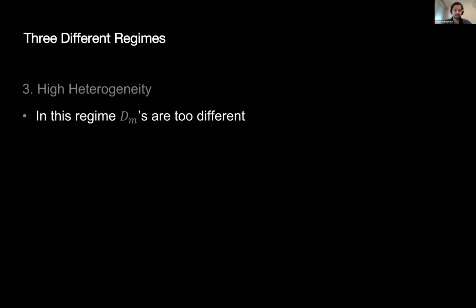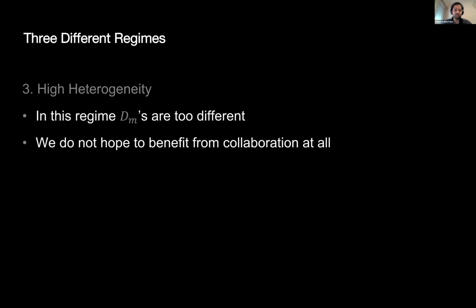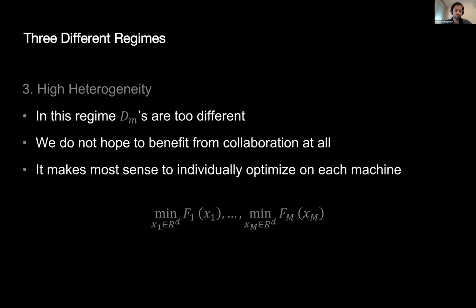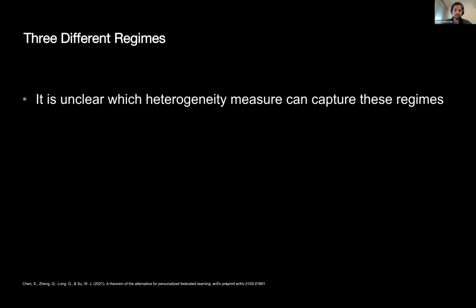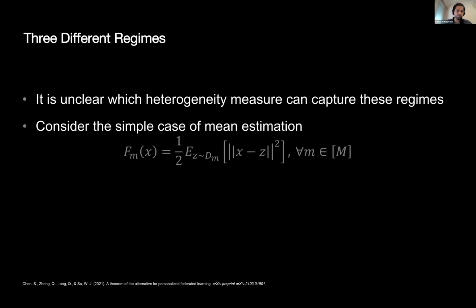And then there's a third regime, very high heterogeneity regime, when your distributions are just too different and you do not hope to benefit from collaboration at all. And more often than not, the problems we try to solve do not lie in this setting, because when they lie in this setting, you would probably not talk about federated learning at all. So it makes more sense to individually optimize on each machine in this setting because their distributions are too different. Just don't talk to each other, just optimize on your own. And as I said, it's still unclear what heterogeneity measure I can put on an axis and try to quantify where you enter one regime versus another, right? So it's still unclear what heterogeneity measure you have to use here.